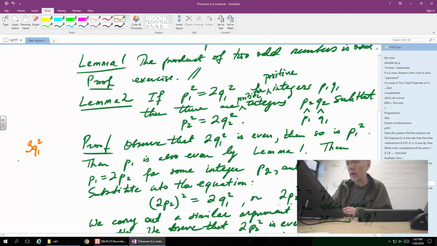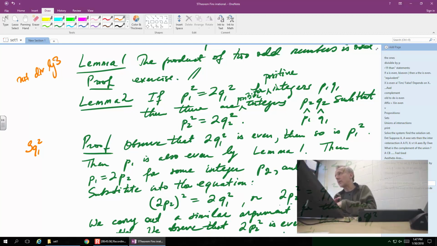So I have P1 squared is divisible by 3, which means that P1 is also divisible by 3. The way to prove it is to modify the lemma and speak of numbers not divisible by 3. Multiply those two, and it's still not divisible by 3. So that works out, to demonstrate that if the square is divisible by 3, then the number itself is divisible by 3. It's simply the contrapositive. Okay?